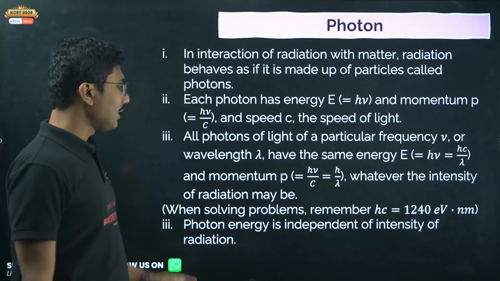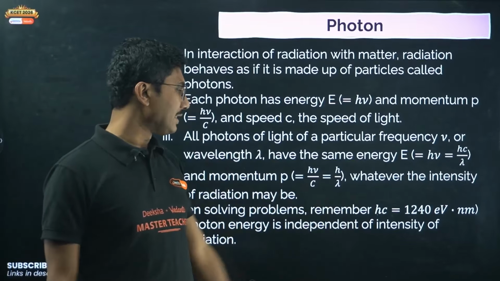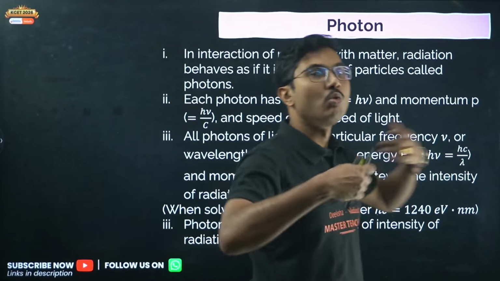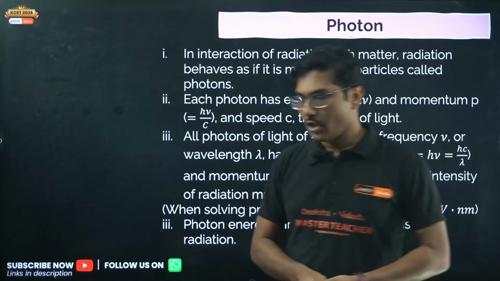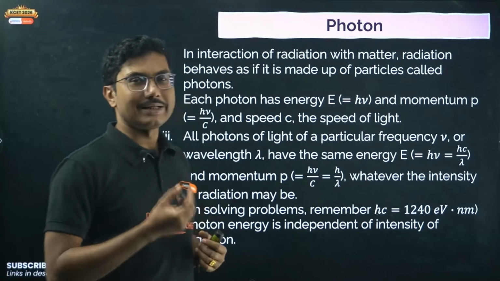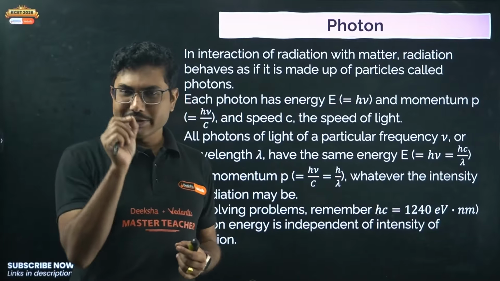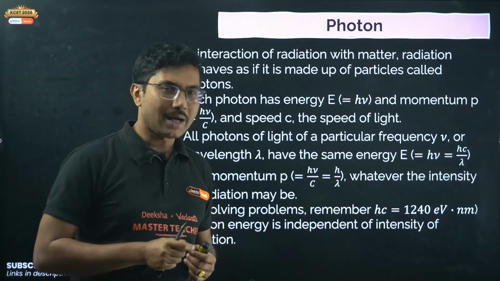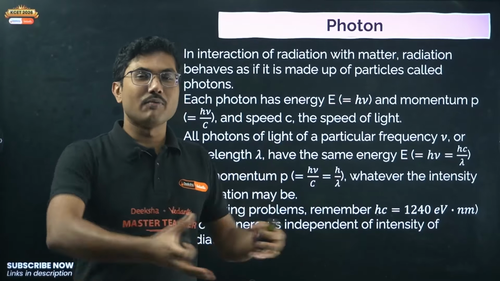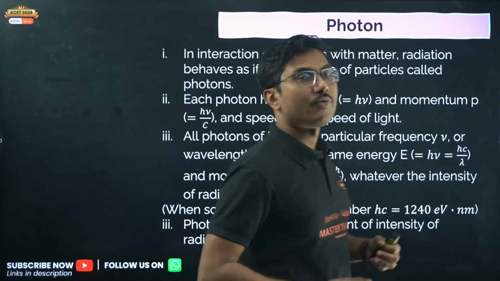Okay, photon energy is independent of intensity of the radiation. Intensity means more number of photons, whereas energy of a single photon is the same. So basically it is like a drop of water. Each drop of water has a fixed amount of mass, fixed amount of everything, but intensity means a very huge amount of flow of water.